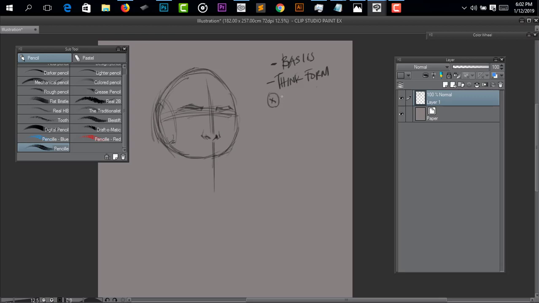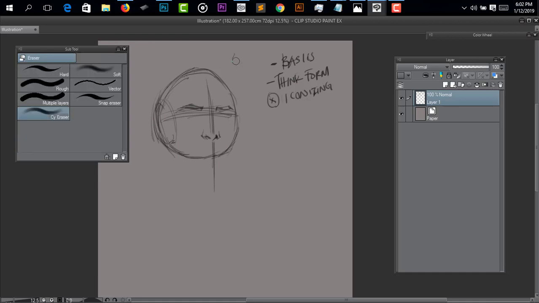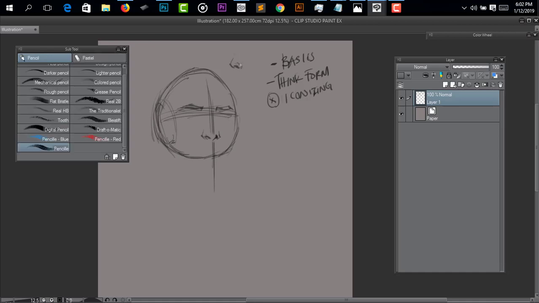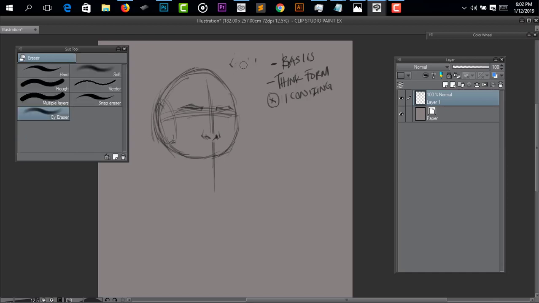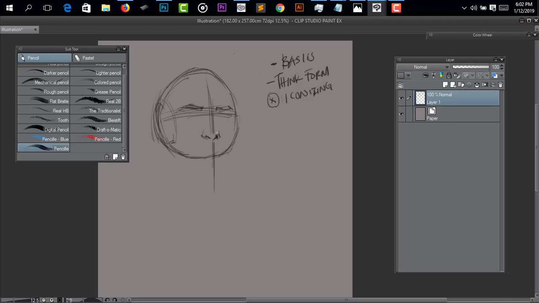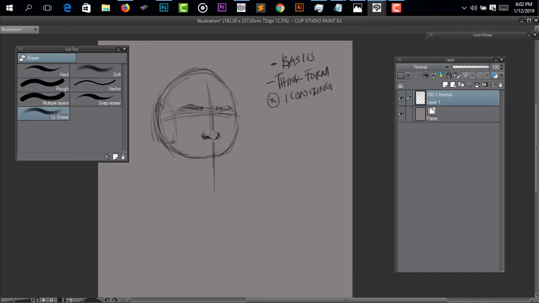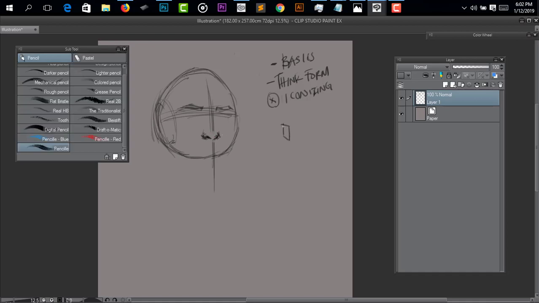Another good thing to always do is think form when studying, instead of what Cynics calls iconizing. Instead of drawing a nose this way and showing that it's a nose, you see some people go ahead and do stuff like that. So what I'm doing here is avoiding iconizing. Yeah, we know that the nose goes way up, but you don't need to show that. You need to show the form.